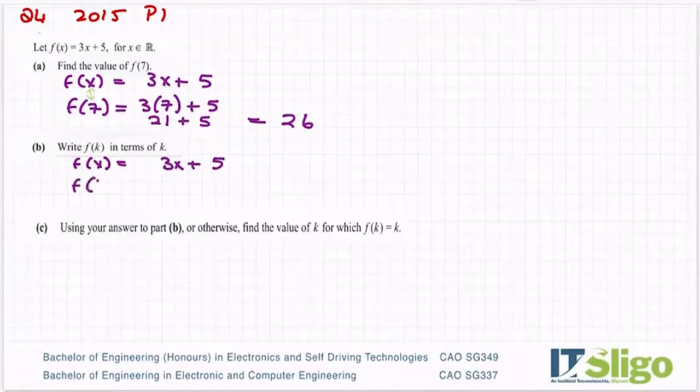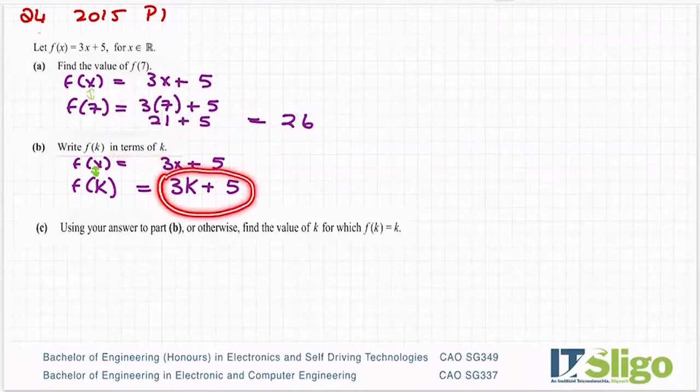okay, f of k, everywhere there's x, you replace it with k. So it's 3k plus 5. And that's it. That's your answer. You can go no further. You can't get a numerical answer. Okay, and that's why they say in the end of it, write it in terms of k, which means you'll have a k in your answer. Okay, so you can go no further with that particular one.